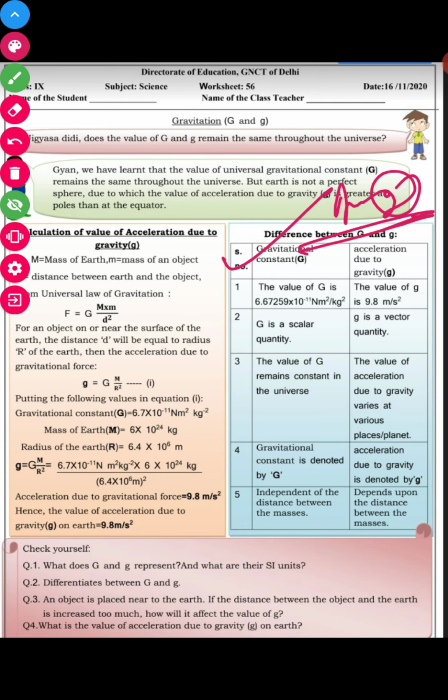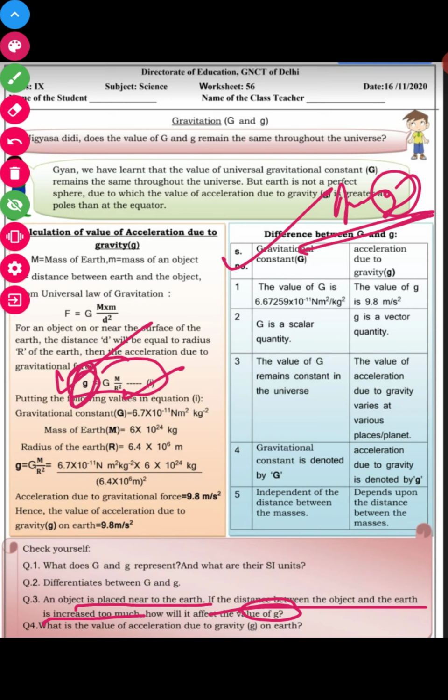An object is placed near to the earth. If the distance between the object and the earth is increased too much, how will it affect the value of g? See students, we have g is equal to G M upon R square. If the value of R increases, then the value of g decreases, because it is inversely proportional. Okay, what is the value of acceleration due to gravity? This is an answer. You can write the answer of question 3 like this: if the distance between the earth and the object increases too much, then the value of g decreases. Then you have to write this formula, because it is inversely proportional.